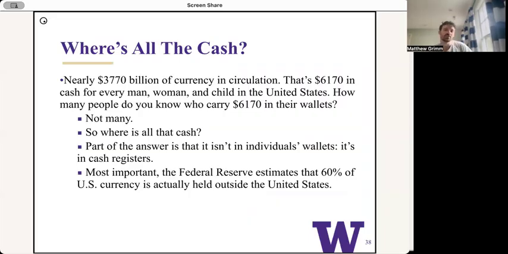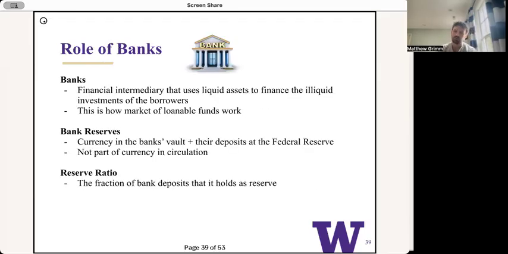Well, part of the answer is it isn't in individual wallets. It's mostly in cash registers. So most importantly, the Federal Reserve estimates that 60% of the U.S. currency is actually held outside the United States. It's not even held within the United States.